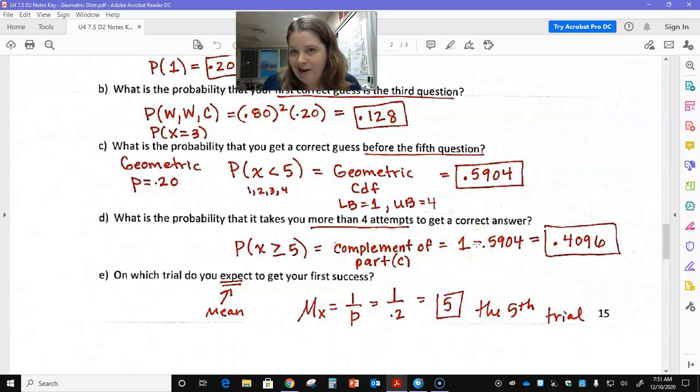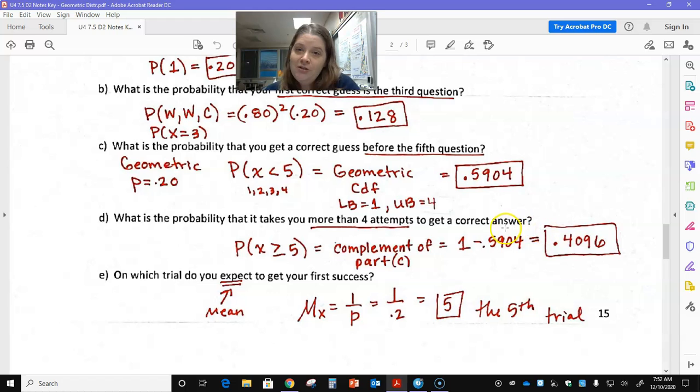Now, on this one, I happen to notice that we had just already done this problem, and more than 4 would be 5, 6, 7, all the way up to infinity. So that's the complement of what we just did. So the easiest way to do this would be to just take the complement. It's everything else. If it's before the fifth, that's 1, 2, 3, 4. If it's more than 4, I say greater than or equal to 5. More than 4 would be 5, 6, 7, 8, 9, 10. That's the complement. So 1 minus there.